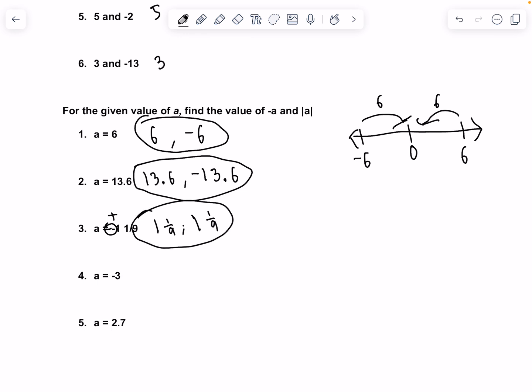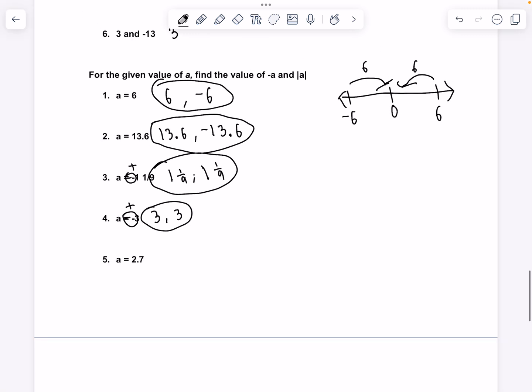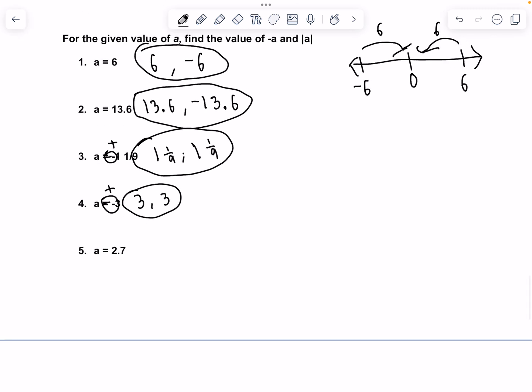For a is equal to negative 3, we know it's 3 units away from 0. And negative times negative is always positive. So that would be plus 3. So it would be 3 and 3. So we can get 2 of the same answer. So for 2.7, we know it's 2.7 units away. And then we would add a negative right here. So our answer would be negative 2.7 for the negative. So these are the values of negative a and absolute value of a.